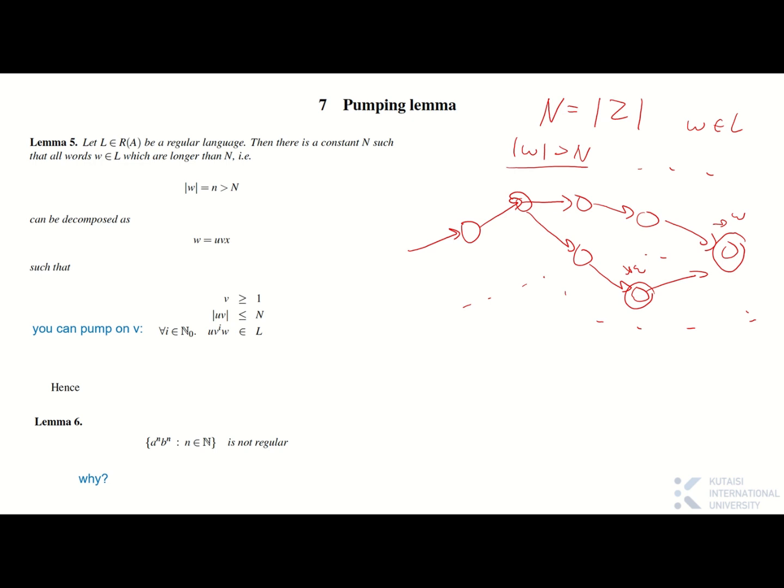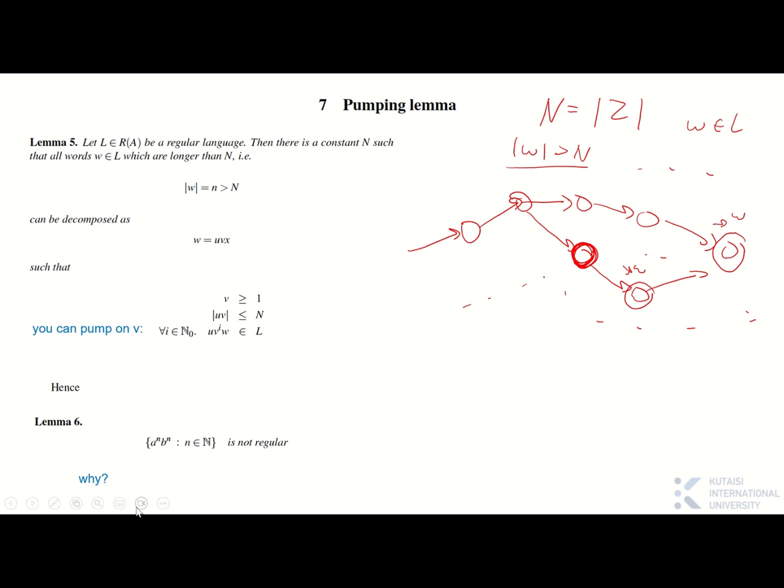This is called a pigeonhole argument. Why is it a pigeonhole argument? Because if you have 10 holes and 11 pigeons, one of the holes has to take 2 pigeons. Exactly, if you have n many states and your word is longer than n, then when you continue, you have to visit one of the states twice. So let's say this is the state that is visited twice.